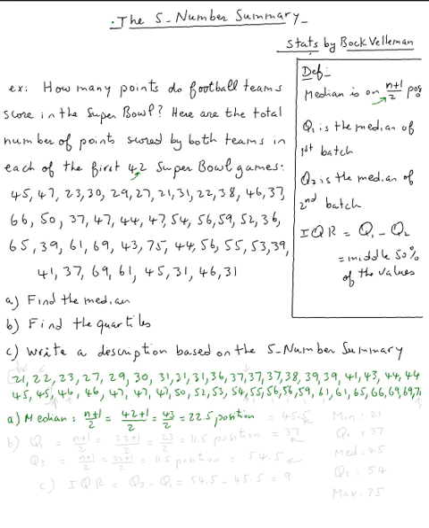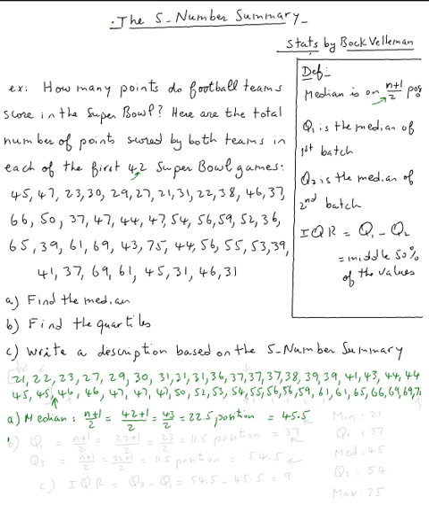So all we need to do is count 22: 1 2 3 4 5 6 7 8 9 10 11 12 13 14 15 16 17 18 19 20 21 22. The 22.5 position will be right there. So that will be 45 plus 46 divided by 2, which is right between them, which is 45.5. You add those numbers and divide them by 2.